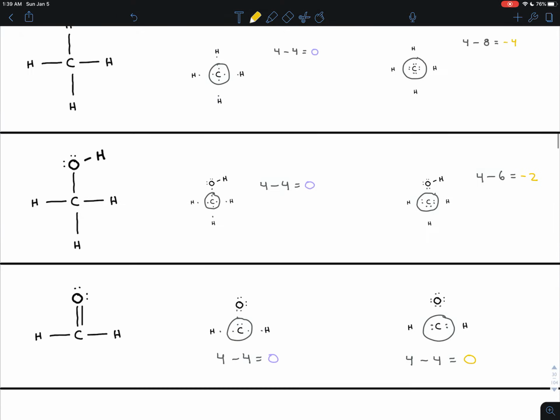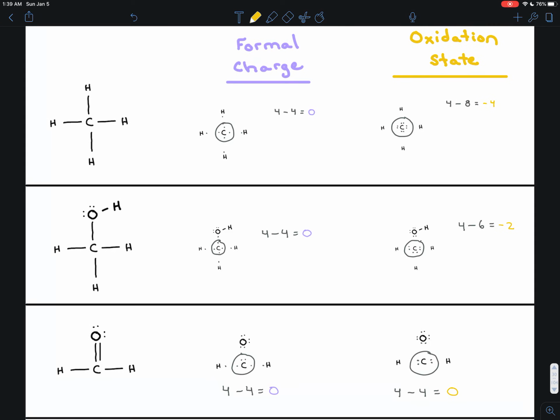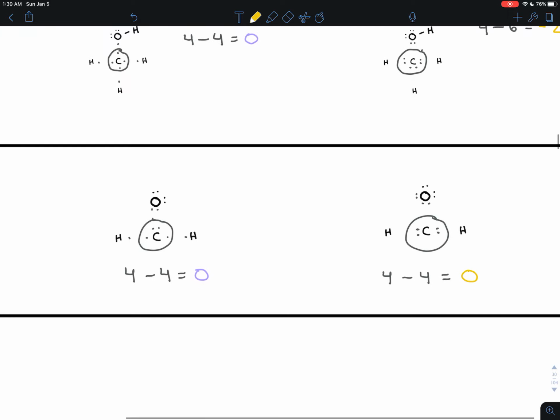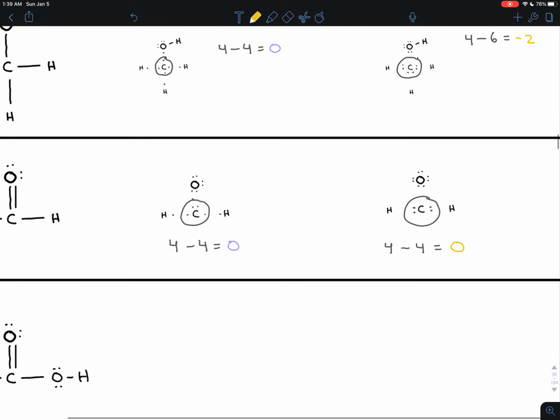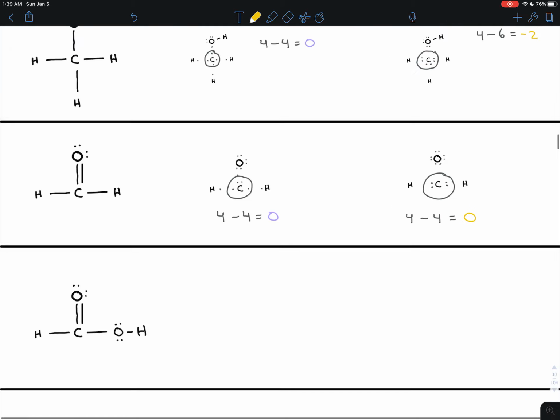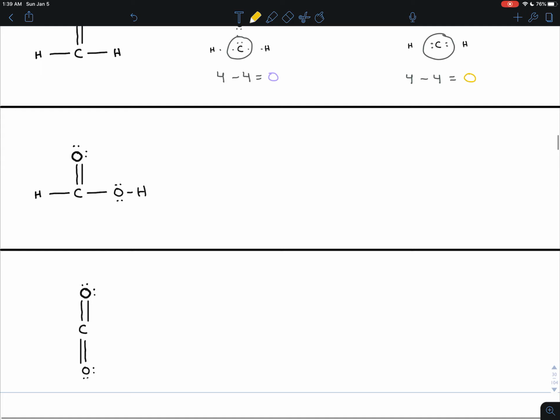So notice that the oxidation state can sometimes be the same as the formal charge. And that means that the charge on this carbon is close to 0. So we have that electronic bookkeeping there. Okay, now we can do this with these other two molecules.